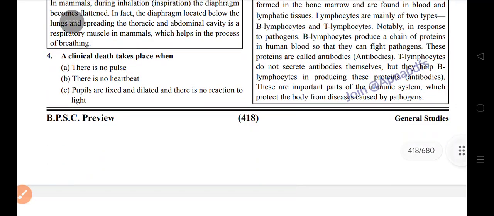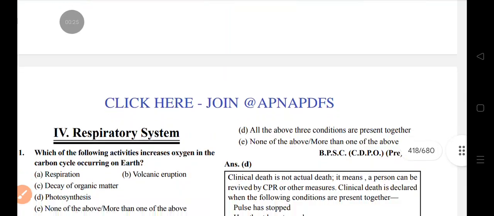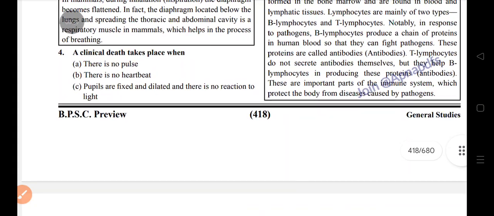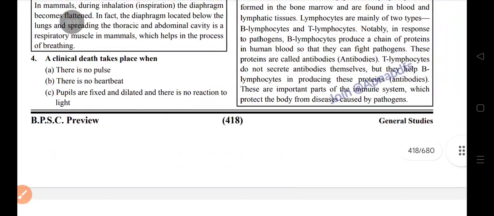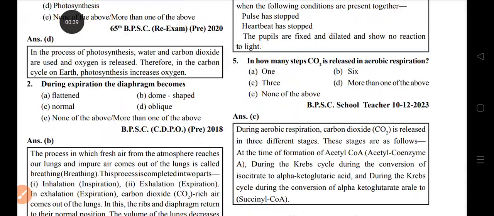The clinical death takes place when all of the above three conditions: there is no pulse, there is no heartbeat, pupils are fixed and dilated, and there is no reaction to light. In how many steps CO2 is released in aerobic respiration?